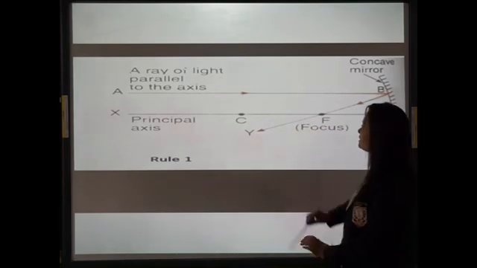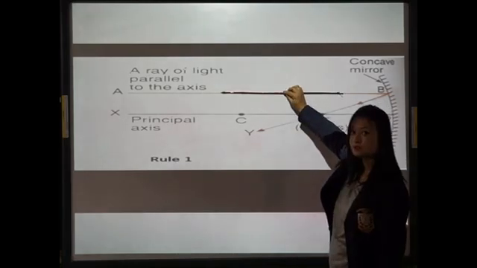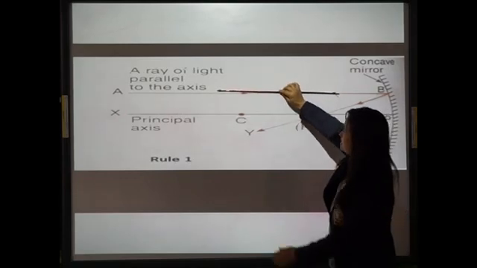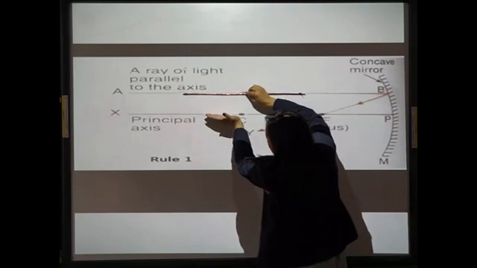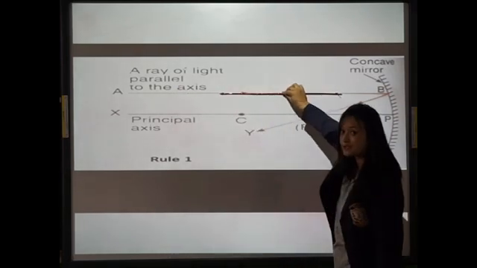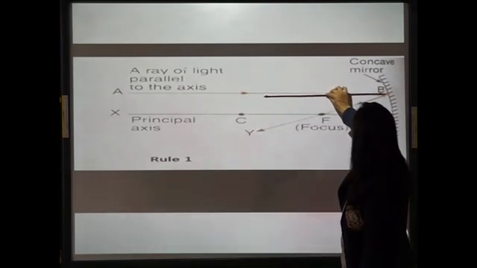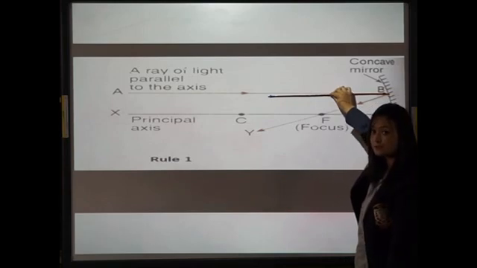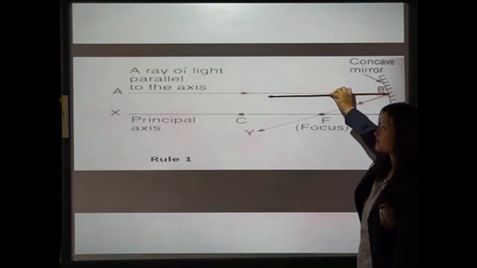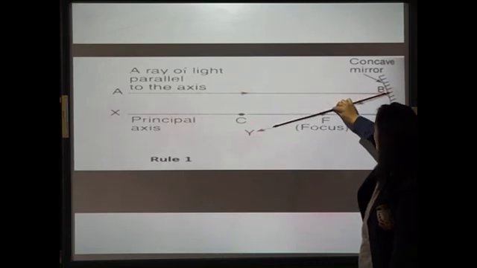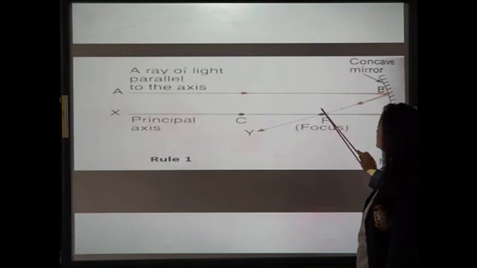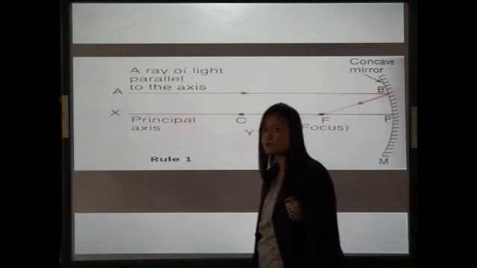This is true if the ray of light is parallel to the principal axis. So this is your incident ray, this is your principal axis, they are parallel. When the incident ray is parallel to the principal axis, after striking the reflecting surface of a concave mirror or a convex mirror, it will always pass through the focus. This is your first rule.